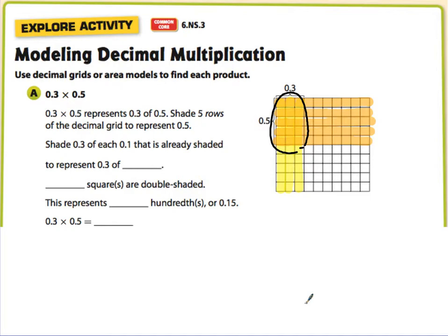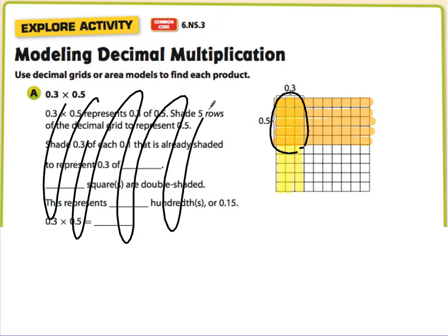So that crossover is going to be the product that your decimals create. Okay, so if we shade 3/10 of each 1/10 that is already shaded to represent 3/10 of 5/10. I really don't like the way that this explains it, so we're just going to go ahead and you can just do that. Basically what it boils down to is when you're doing this, so you color in your 3/10, color in your 5/10, and that crossover is your answer.